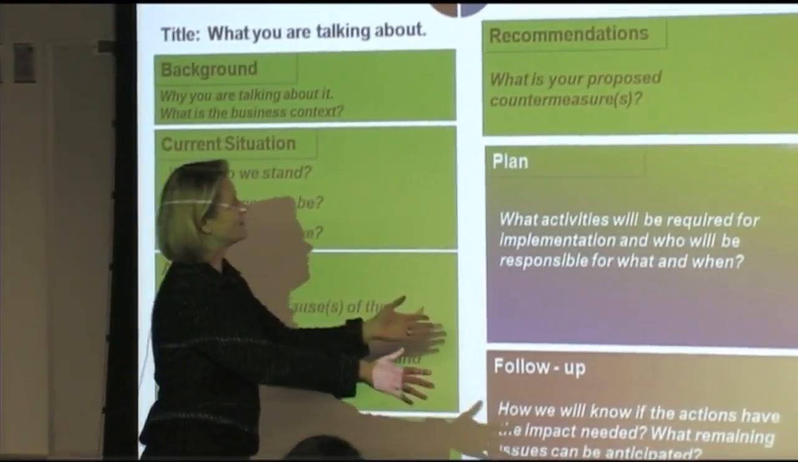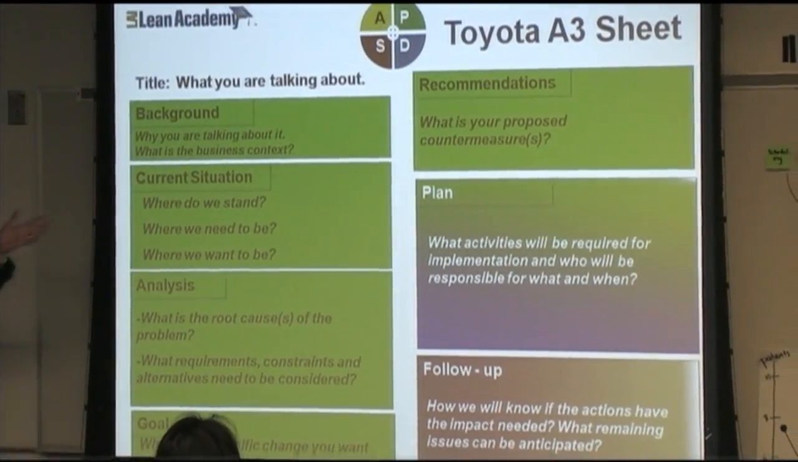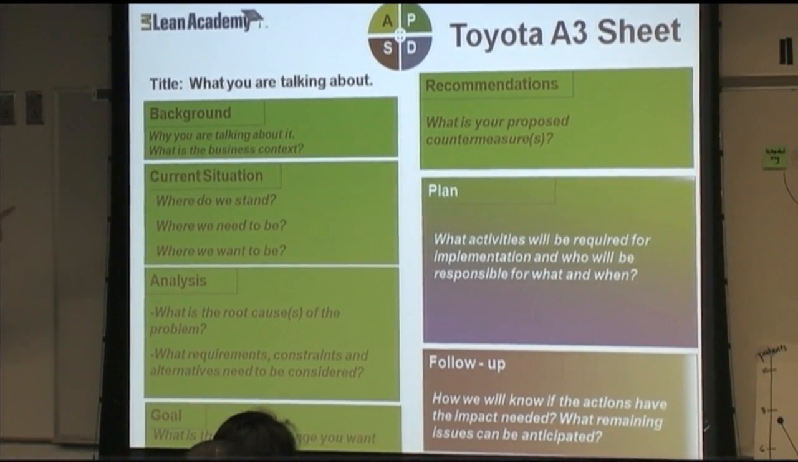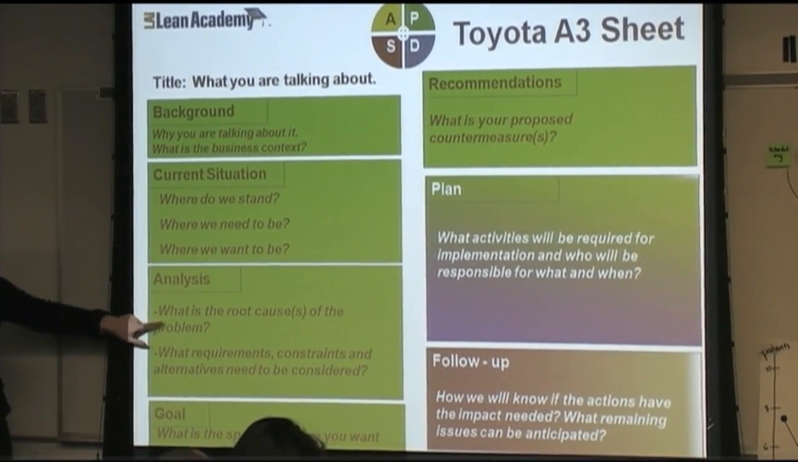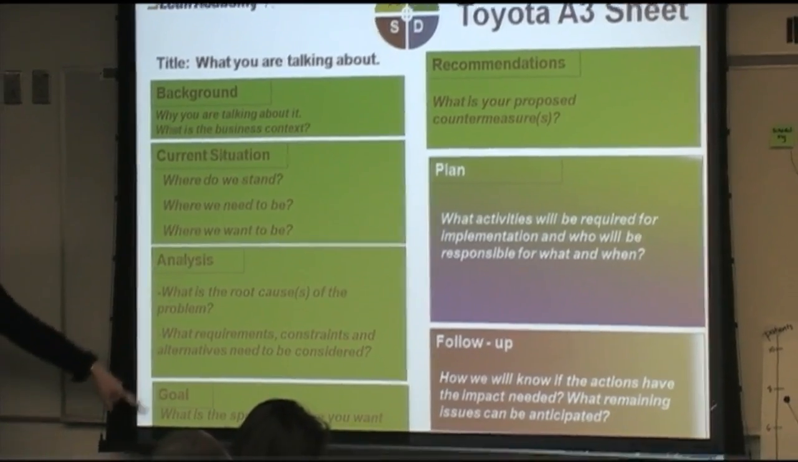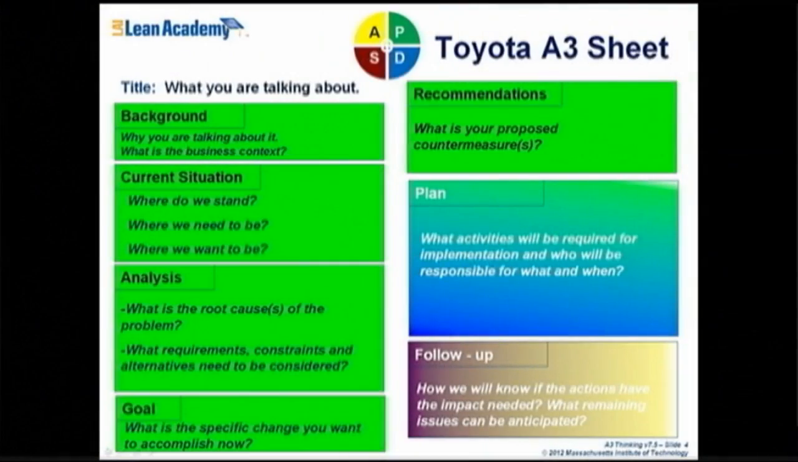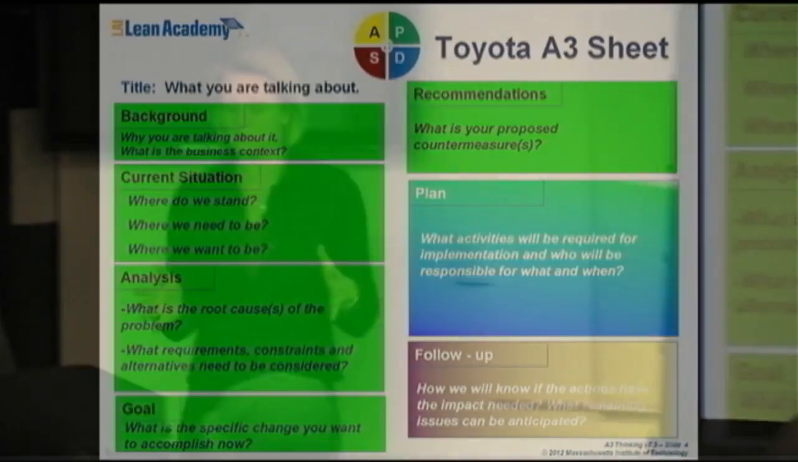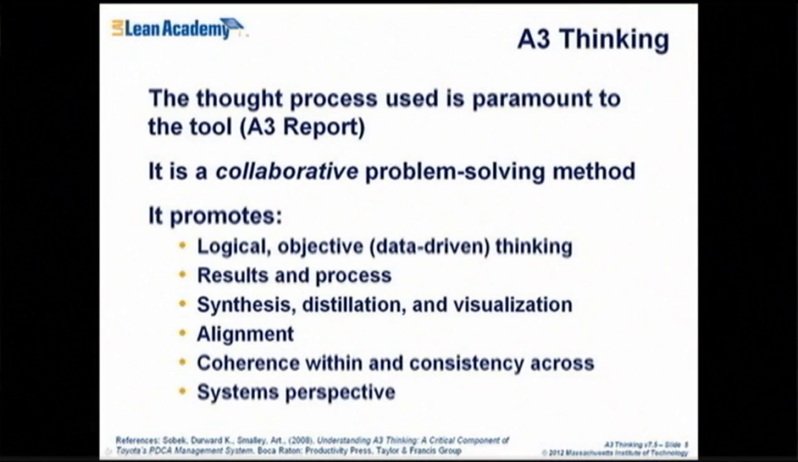And then over here on the right-hand side starts up with your recommendations. So what's your proposed countermeasures to remedy the root causes that you've identified over here and get to your goal? Then a plan for how you're going to implement those recommendations and who's going to do what and when, and then some follow-up. So how will you know if the actions that you're planning really have the impact that you expected they do? And this not only lets you know that your actions have been successful, but it also confirms that your understanding of the problem was right. Because if what you thought was going to happen happened, that's a good reinforcement for it.